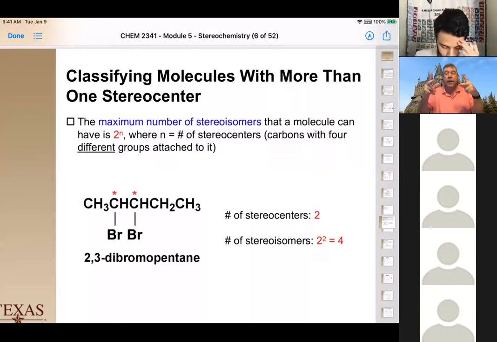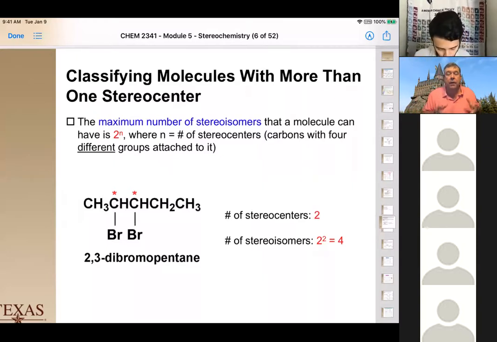So when you just have the one stereo center and you have those two molecules, that's a pair of enantiomers, okay? Now, once we go beyond that, we're gonna have a set of diastereomers, okay? Diastereomers are anything with two or more stereo centers, okay? So let's talk about that. If you have two or more stereo centers, that means you're gonna have a larger number of possible structures, okay?